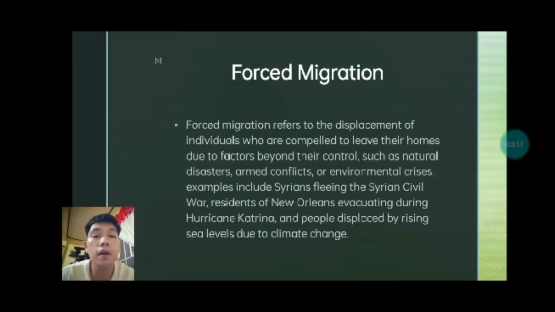The next one is forced migration. Forced migration refers to the displacement of individuals who are compelled to leave their homes due to factors beyond their control, such as natural disasters, armed conflicts, or environmental crises. Examples include Syrians fleeing the Syrian civil war, residents of New Orleans evacuating during Hurricane Katrina, and people displaced by rising sea levels due to climate change.